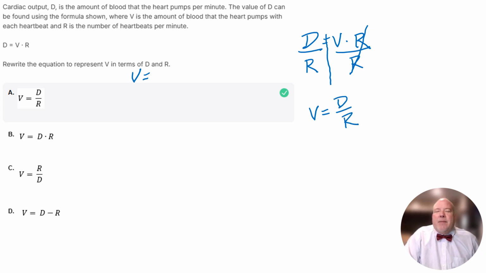Now, remember, keep in mind that we don't use the division symbol in algebra. I don't want to say never, but you hardly ever see it. So this is how we show division, is by a fraction. So this fraction here represents division. Don't use the division symbol.